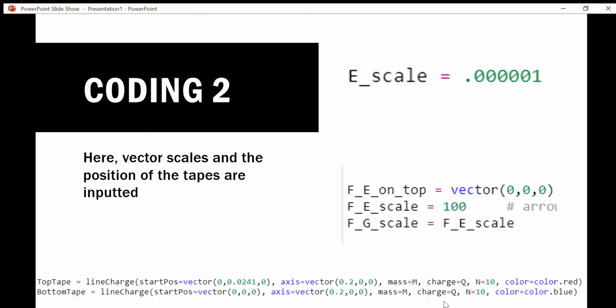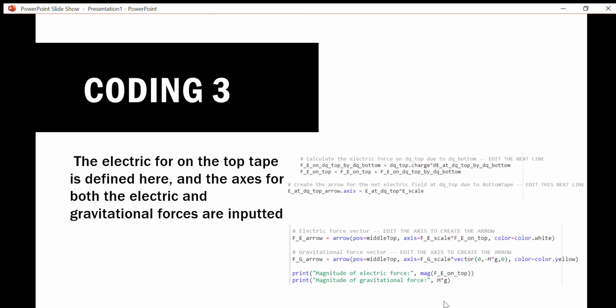And then for my second coding slide, I just adjusted the vector scales for the electric field and the electric force, and then of course the gravitational force. And then I adjusted the starting position for the vectors representing the top tape and the bottom tape. And then for my third coding slide, I just defined the electric force on the top tape, and the axes for both the electric and gravitational forces were inputted.